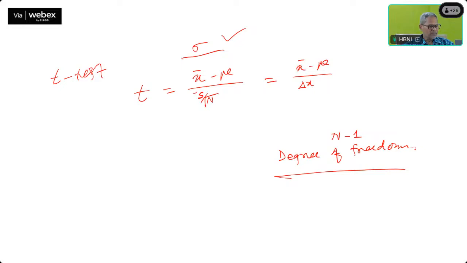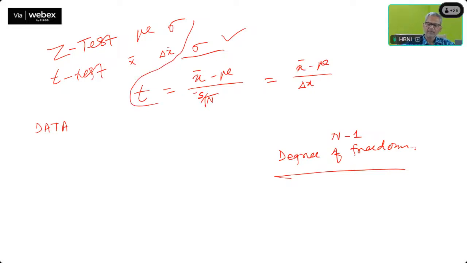In some cases, you need to compare data with many values of independent variables. There are situations where, I told you, one thing is called the Z test, where you have to know the mean and standard deviation, and then you can calculate the sample standard deviation and mean. Then there is the T-test.